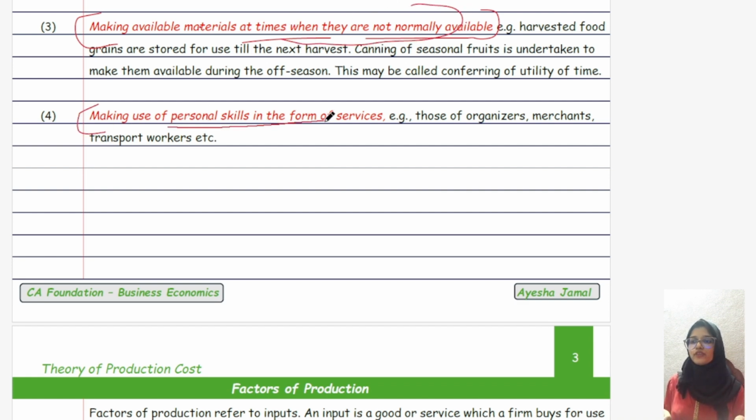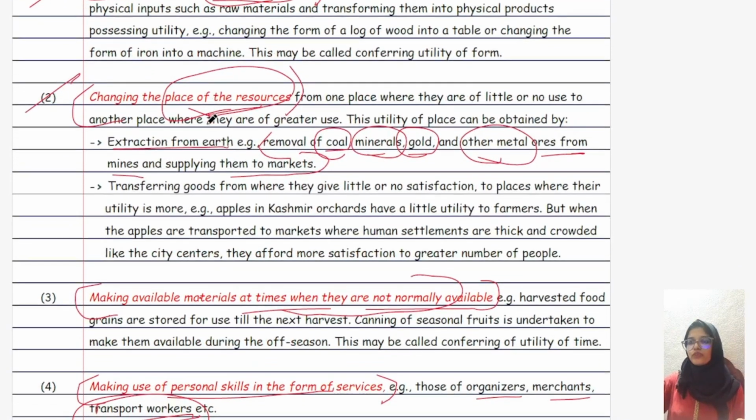Next, we have making use of personal skills in the form of services. Like we need organizers, right? Merchants, transport workers. So we require these personal skills in the form of services. Then only our production will take place. Like we need transportation. When you're transporting your goods from one place to another place, what do you require? You require transportation workers. So these are the four points which define production. They are basically saying what production does, what happens in production. So we have 4 points. What is that?